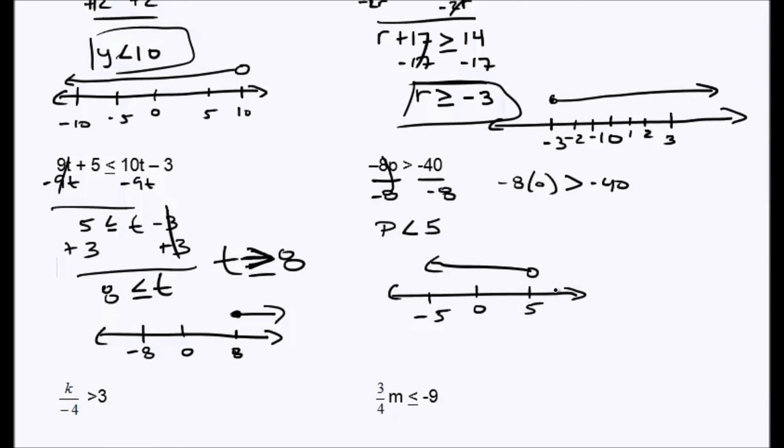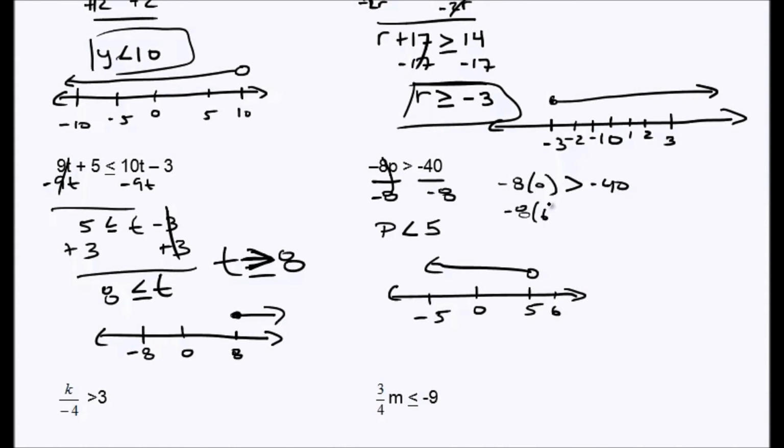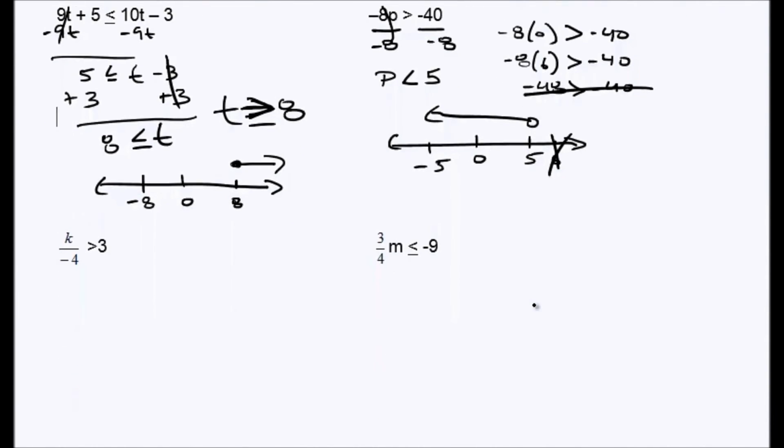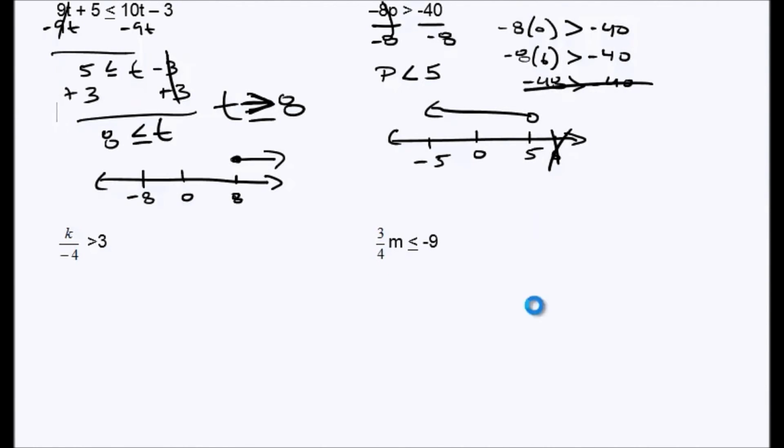But what happens if you put 6? That changes things. Negative 8 times 6 is greater than negative 40? Negative 8 times 6 is negative 48. And that is not greater than negative 40. The bigger negative numbers are, the smaller they are. So negative 48 is actually less than negative 40. So this is not true. Therefore, 6 is not one of your solutions. So that's how that works. Okay, so let's review. If you multiply or divide both sides by a negative number, you have to change the direction of your inequality symbol.